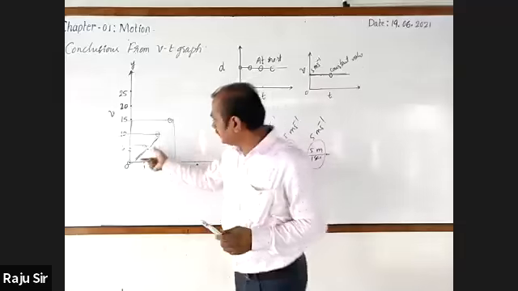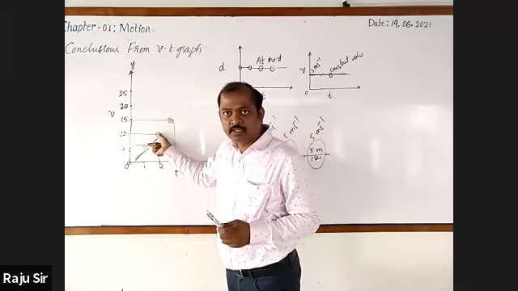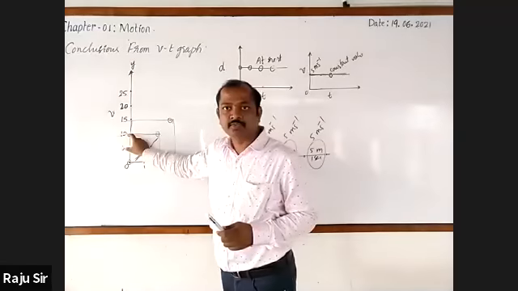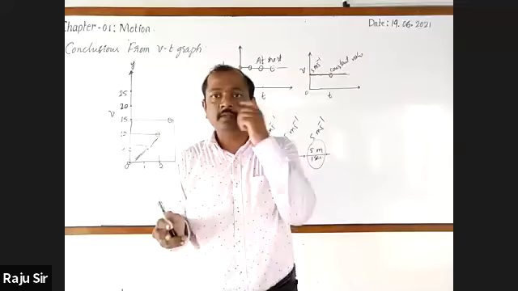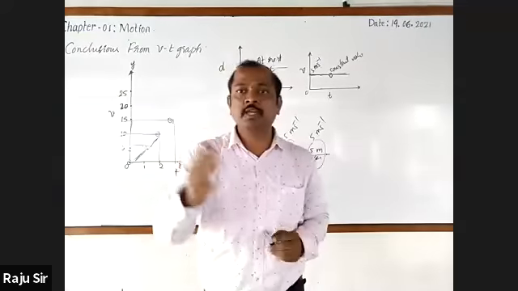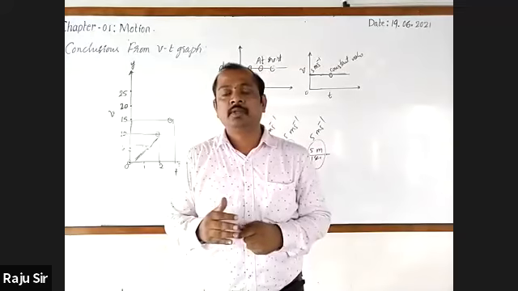From this, you can come to know that the change in velocity is equal amounts in equal intervals of time. Every 1 second, it is changing its velocity by 5 meters per second. What do you say about the motion of a body able to change like this? Uniform acceleration.